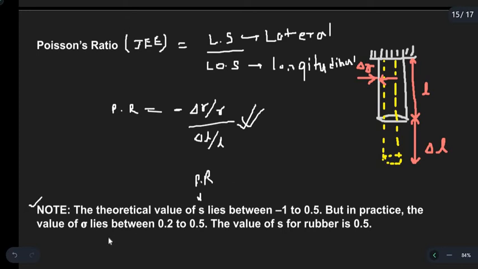So यहाँ पे आपका sigma दिया, यहाँ पे S दे दिया, यहाँ पे गलत है, so this will also be your sigma. Okay. So the theoretical value of sigma lies between -1 to 0.5. लेकिन प्रैक्टिस में क्या होता है, एक्चुअली इट वैल्यू लाइज बिटवीन 0.2 to 0.5. So this is the right value. The value of sigma for rubber is 0.5. Clear? So this was your Poisson's ratio.